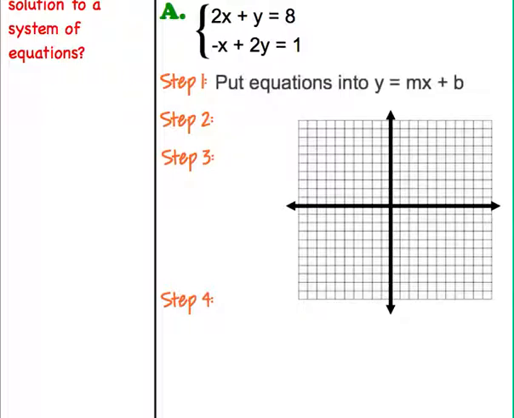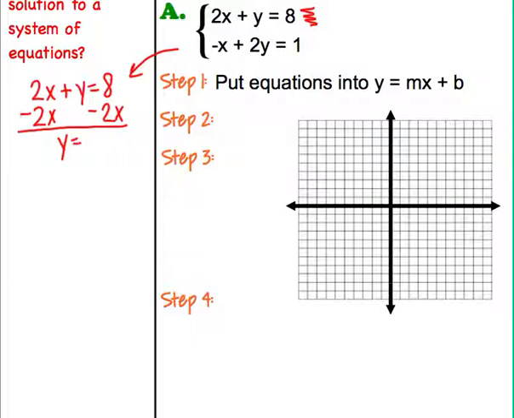So our first step is going to be to put the equations into y equals mx plus b form. I'm going to start off by taking my first equation right here, and I'm going to do the work over here for it today since I don't have a lot of space. 2x plus y equals 8. So I'm first going to subtract 2x from both sides, giving me y equals, make sure you put it into standard form, negative 2x plus 8.